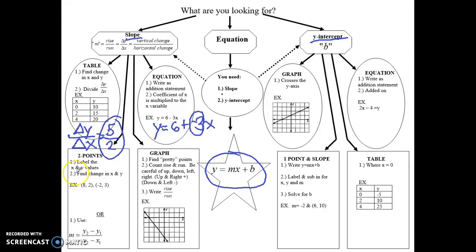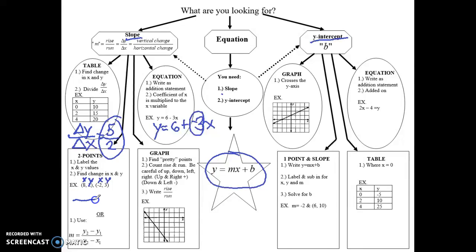Down here with 2 points, there are 2 different ways that you can find the slope. You can first use the technique of finding the change in the y divided by the change in the x, or you can use this formula. I'm going to use this formula because this formula is technically telling us this is how we find the change in the y and this is how we find the change in the x. So when I use this formula, I make sure that I label what's x and what's y so I don't get lost.